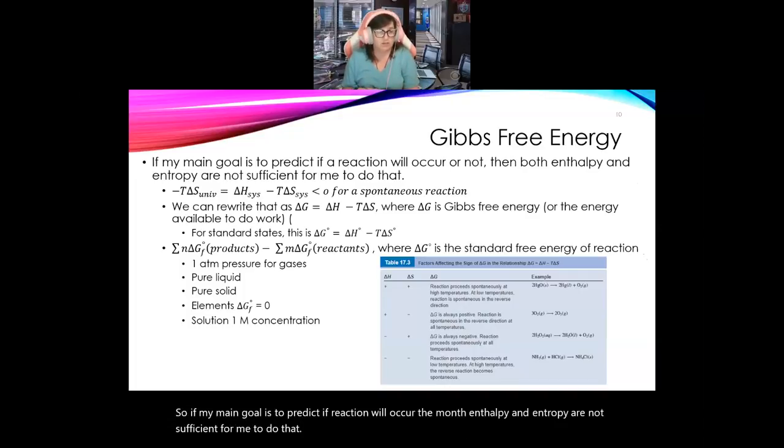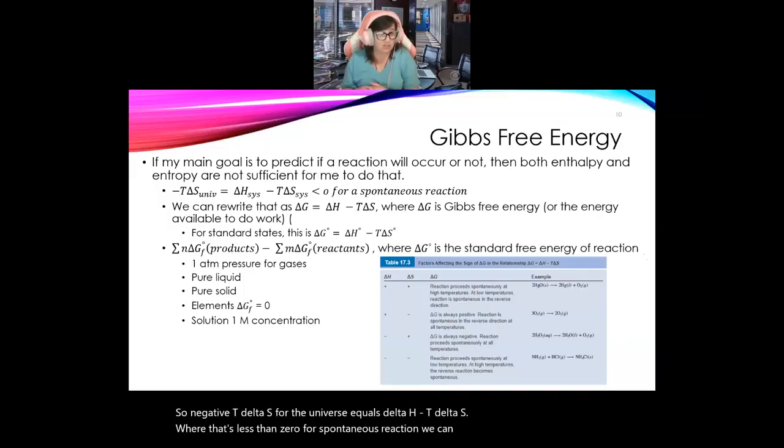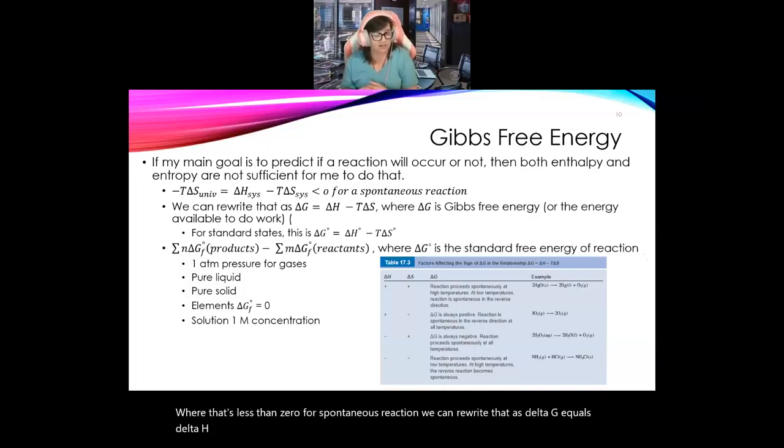So negative T delta S for the universe equals delta H minus T delta S, where that's less than 0 for a spontaneous reaction. We can rewrite that as delta G equals delta H minus T delta S, where delta G is Gibbs free energy, the energy available to do work.